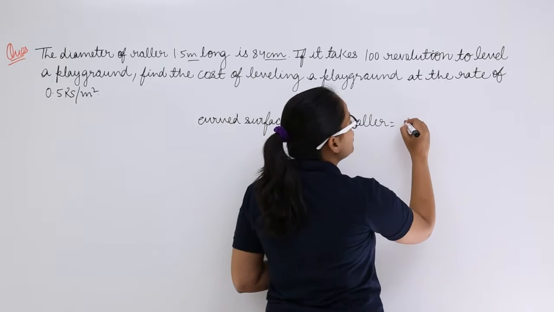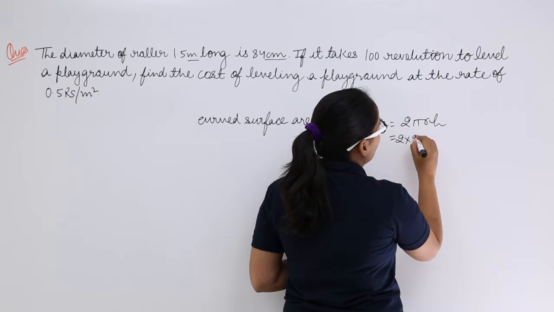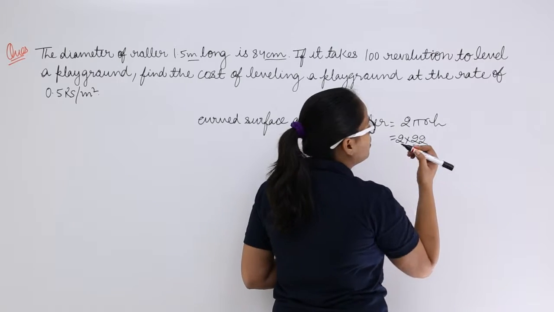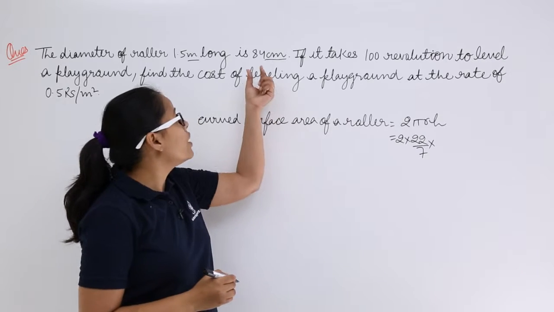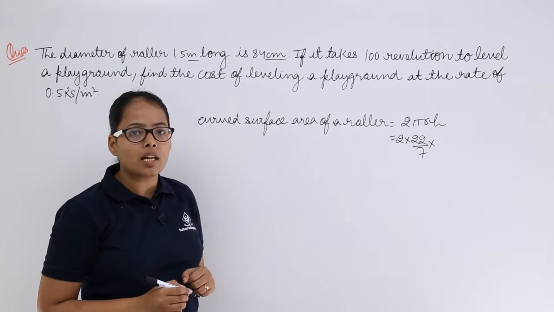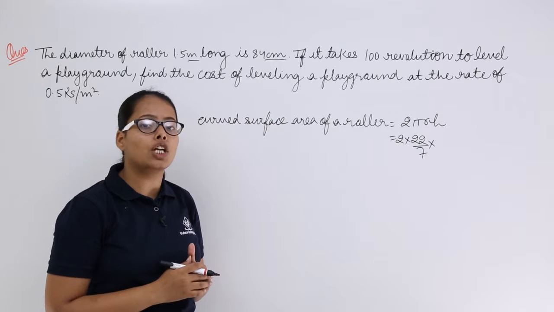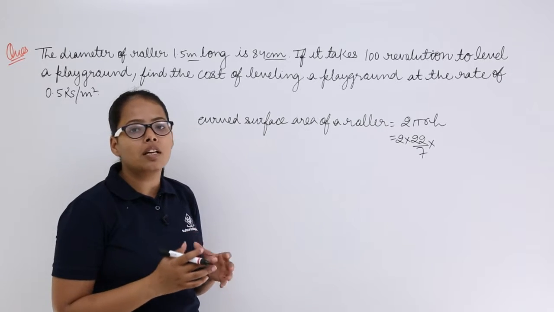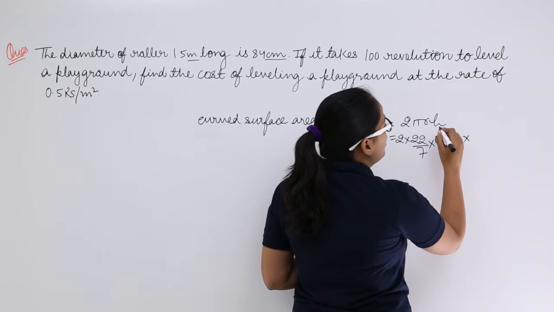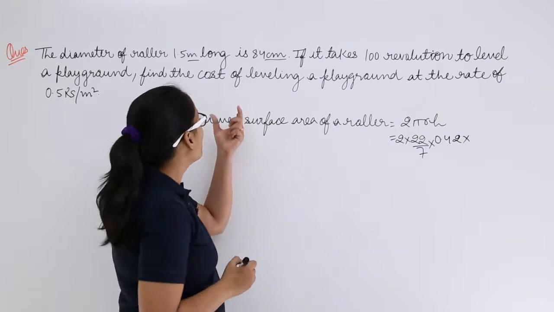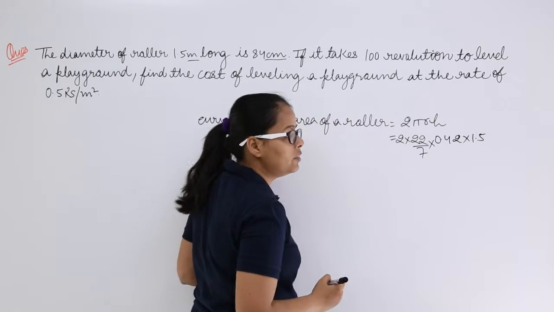So what is the curved surface area? It is 2 pi RH. You know the value for pi. When it is not mentioned, then use 22/7. Value of r: as you know the value of diameter, it is 84 centimeter, so radius will be exactly half of the diameter, which means 42 centimeter. And in meter, you can write this as 0.42. And the height of this roller, the length, is 1.5.